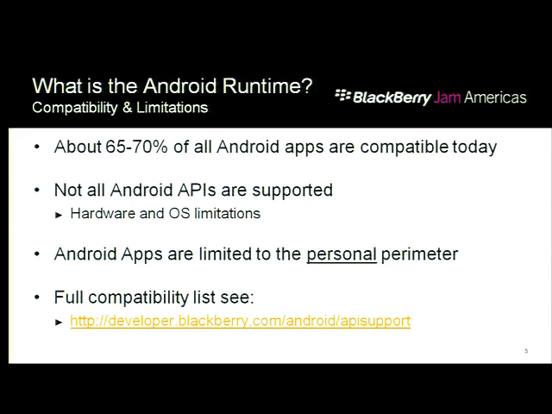Also, it's important to note that Android applications are limited to the personal perimeter of the device. So in the keynote, they showed the BlackBerry Balance feature, of how in a work environment you could switch into your work space. Android apps are limited to just the personal space for the time being. To see the full compatibility list and some information around the API differences between Android and BlackBerry, go to our developer website and click on the API support tab under the Android page.